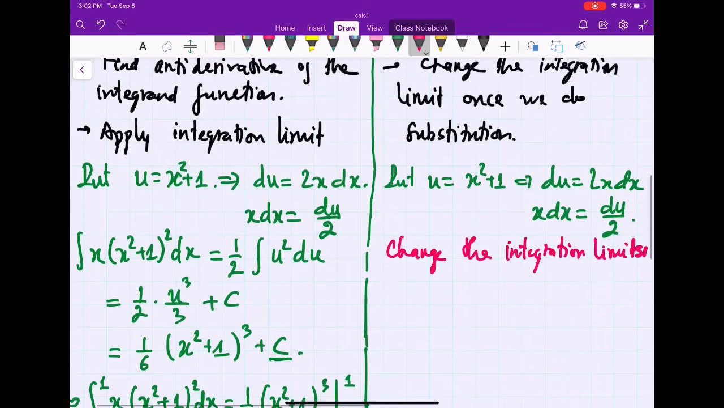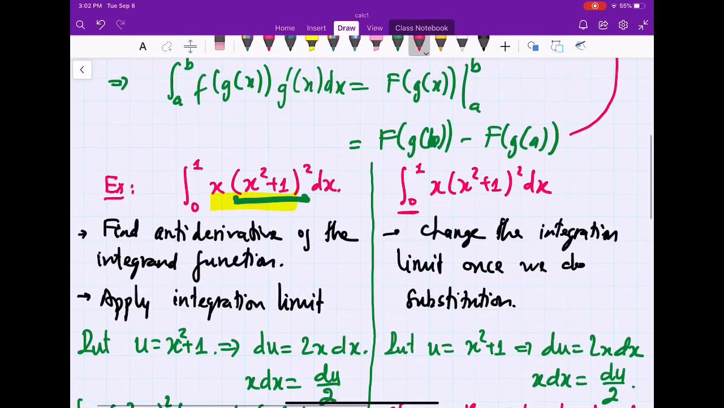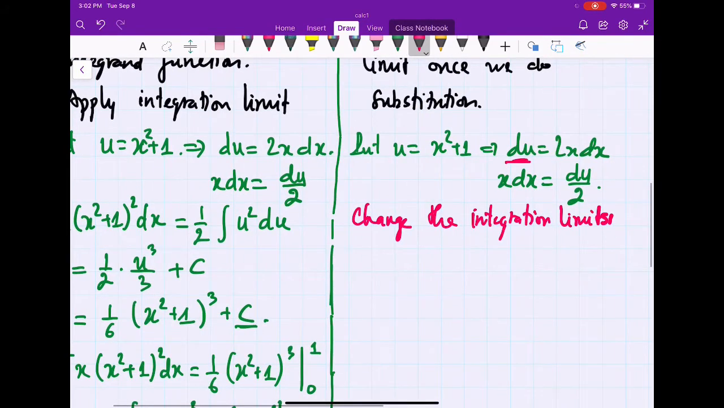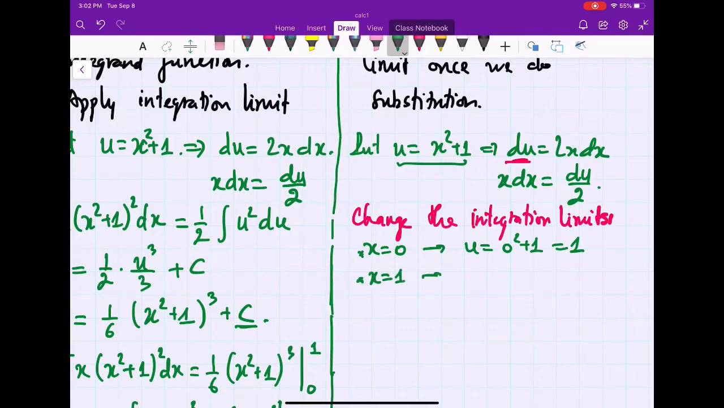How? Because you integrate from 0 to 1, and now you already put u as a new variable. So you need to change that interval because u will not be from 0 to 1 anymore. Does that make sense? And I use this substitution to change. When x equals 0, I get u equal to 0 squared plus 1, that is just 1. The second one is when x equals 1, you get u equal to 1 squared plus 1, which is 2. You see, when you integrate with respect to x, you integrate on 0 to 1. But when you integrate with respect to u, it should be from 1 to 2.